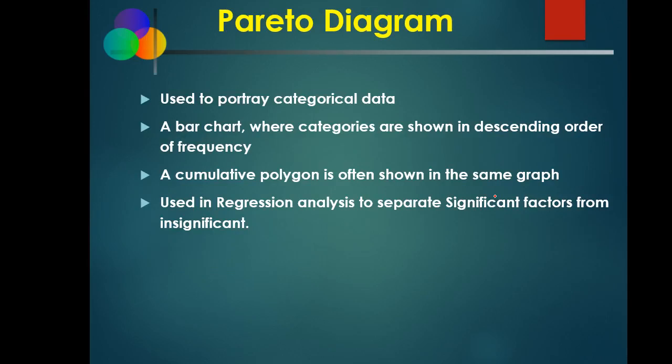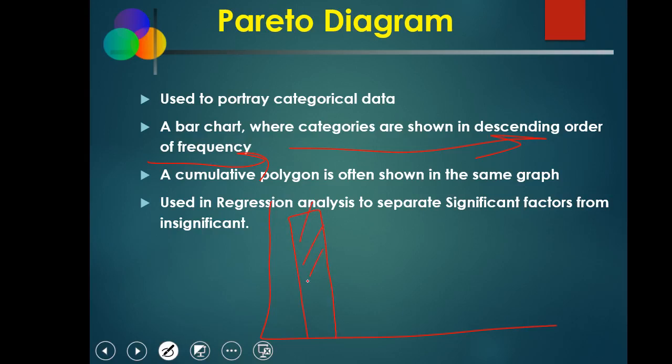Now there is another plot, that is the Pareto plot. The Pareto plot is similar to the bar graph, but in a Pareto diagram, what we do is arrange the categories in descending order of frequency. For example, we have a category with the highest percentage.